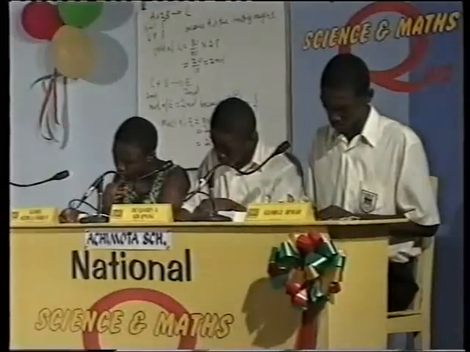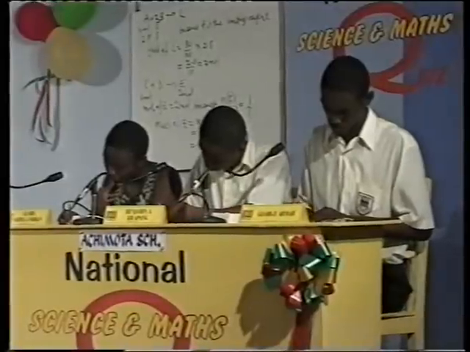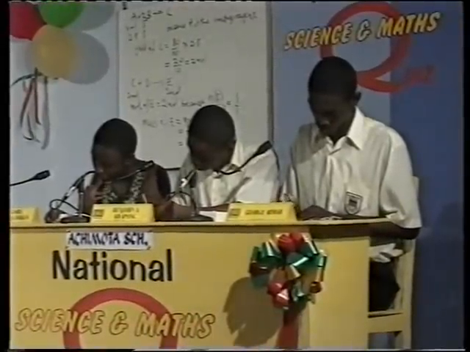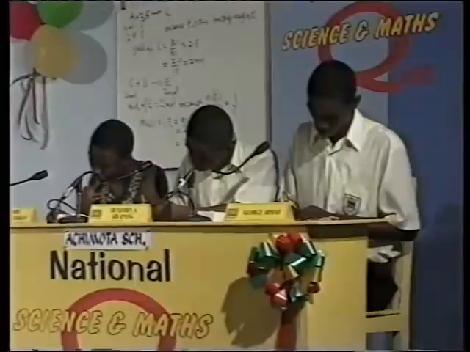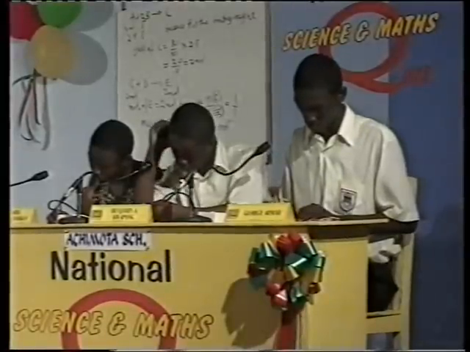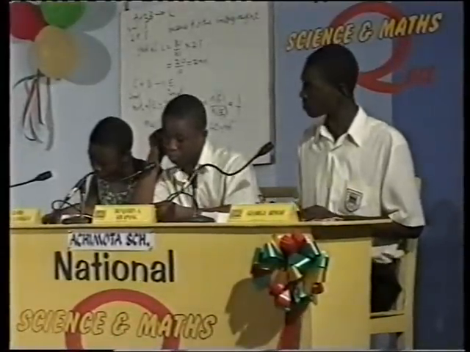2,250 joules per second. To you, Achimota School: an electric equipment draws heat at 50 kilojoules per second. What current is drawn if the resistance of the equipment is 20 ohms? Benjamin? 50 amps. That is correct.